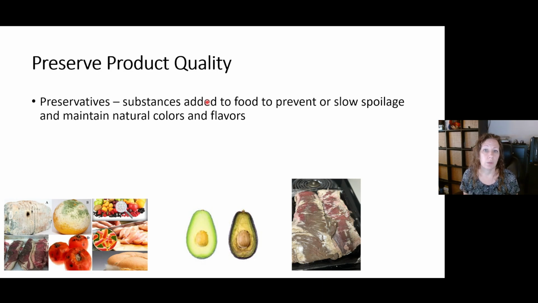So essentially what we mean as far as additives and preserving product quality is preservatives. Preservatives are any substance that's added to a food to prevent or slow spoilage and maintain natural colors and flavors.